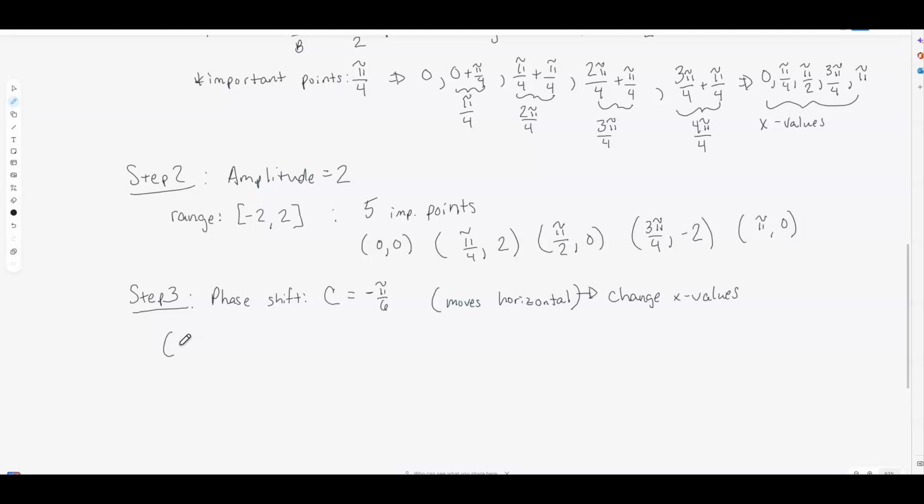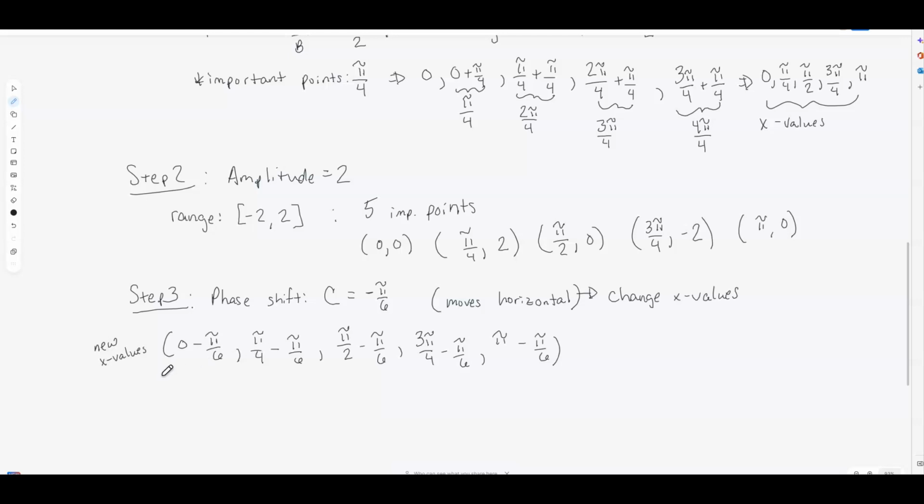Okay, our 0, we're going to subtract pi over 6, and our pi over 4 is going to subtract pi over 6. And our pi over 2, we're going to subtract pi over 6. So we're going to subtract pi over 6 from each of our x values. What was it? 3 pi over 4 minus pi over 6. And then pi minus pi over 6. Okay? And so these are our new x values. And the y values stay the same with them.